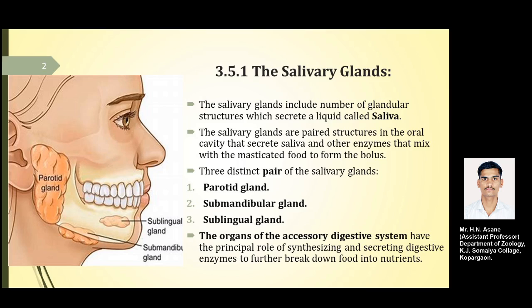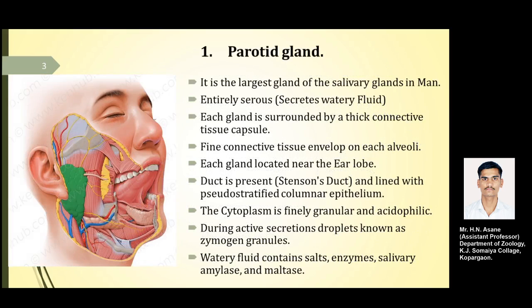Let's start with the parotid gland. The parotid gland is the largest of the salivary glands. In man, dog, cat and rabbit it is entirely serous, that means it secretes a watery fluid. Each gland is surrounded by a thick connective tissue capsule, which forms septa that enter the gland to form the lobes or lobules.